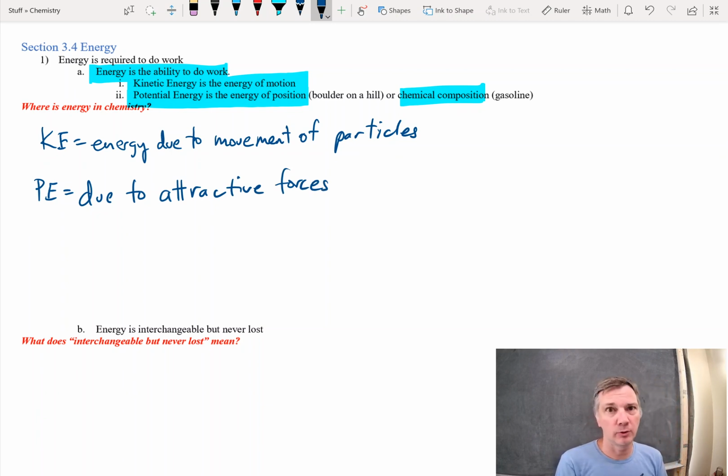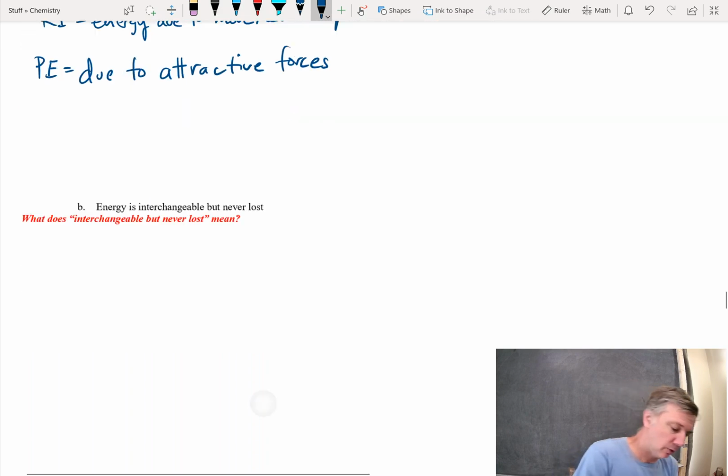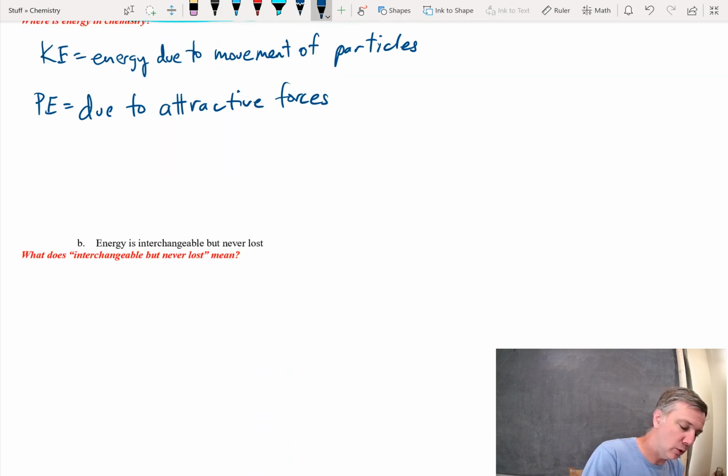For us in chemistry, there's two types of attractive forces for high school. There's chemical bonds, and then there are intermolecular forces or interparticle forces. Those are just attractive forces. Bonds are really strong attractive forces. Intermolecular forces are just weaker forces of attraction. You can't use those terms interchangeably. You can't call an intermolecular force a bond, and you can't call a bond an intermolecular force, but they are just forces of attraction. So potential energy is due to attractive forces.